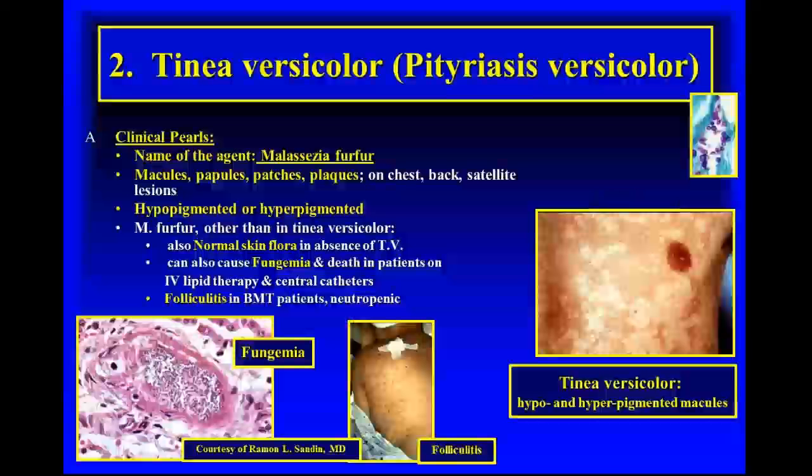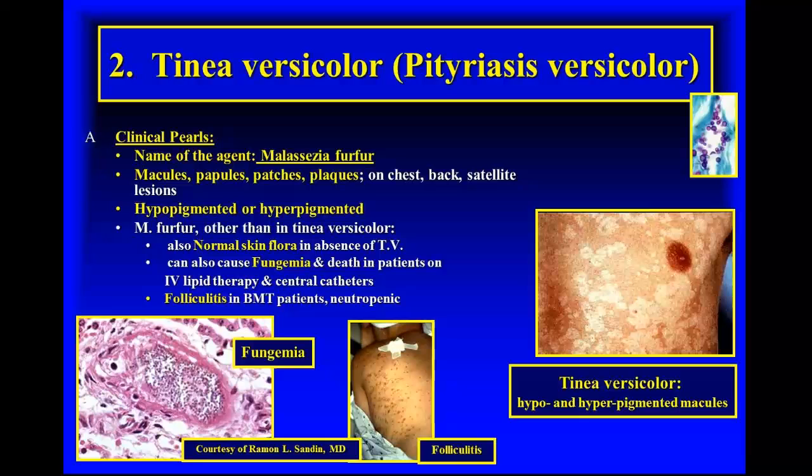The second of your three important superficial ones is the entity that we know as Tinea versicolor, caused by the agent known as Malassezia furfur. Tinea versicolor, you have it right here, which is macules, papules, patches, and plaques that could be hypo or hyperpigmented depending on your underlying pigmentation. Beyond Tinea versicolor, we know that Malassezia can do at least three more things.